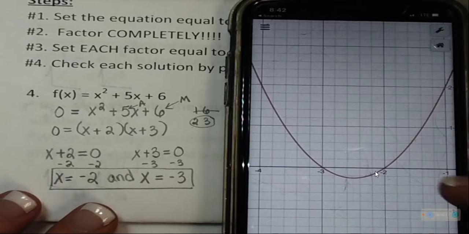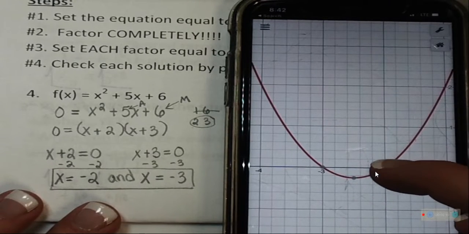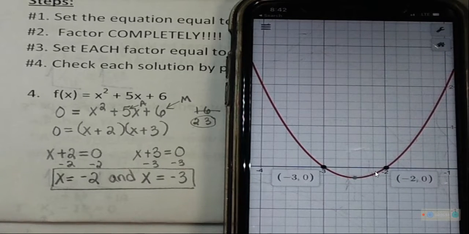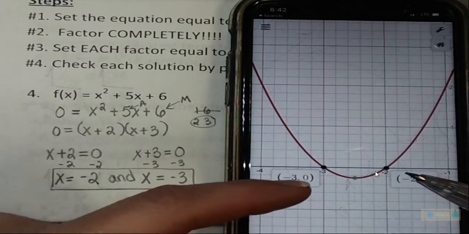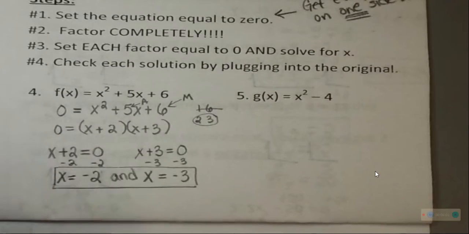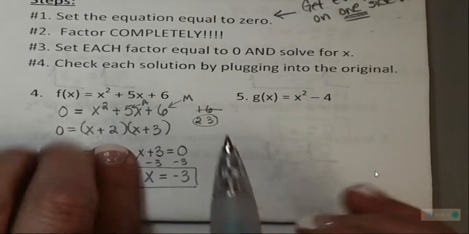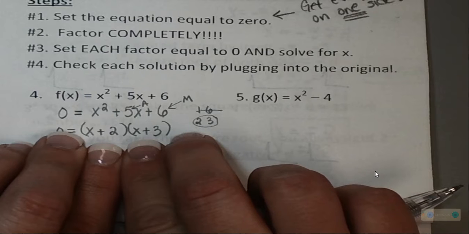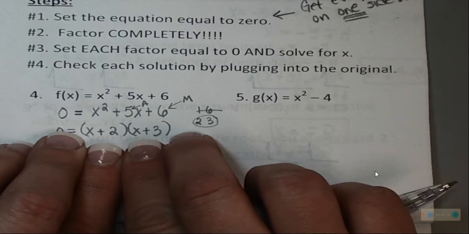Zoom in. There's -2. There is -3. Those are my x-intercepts. So every time you solve, you're getting the x-intercepts. All right? Now, if you look at this, what form is that when I get it factored? That's intercept form. That's why that's your two intercepts.